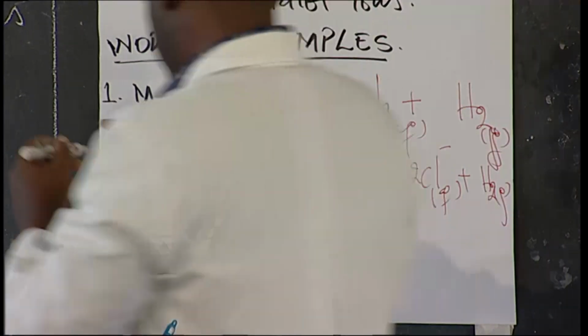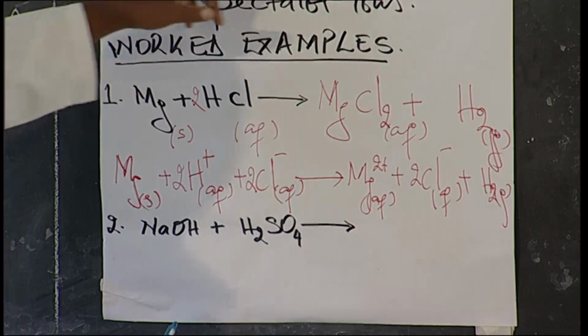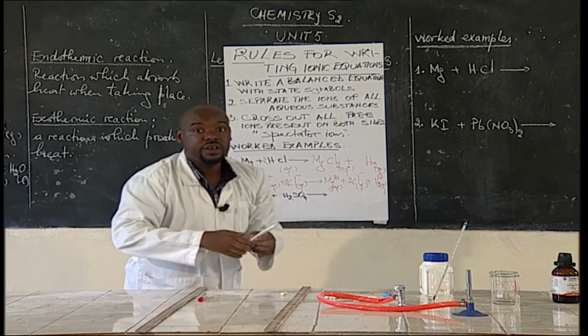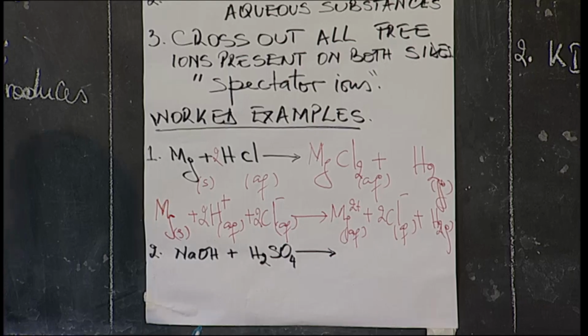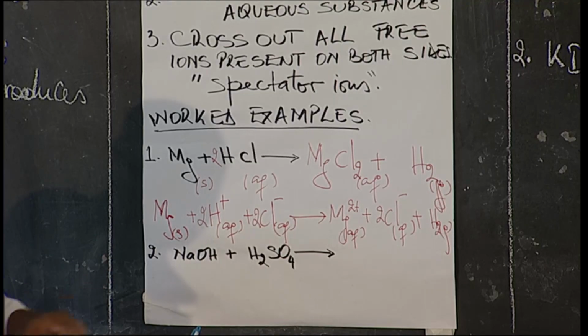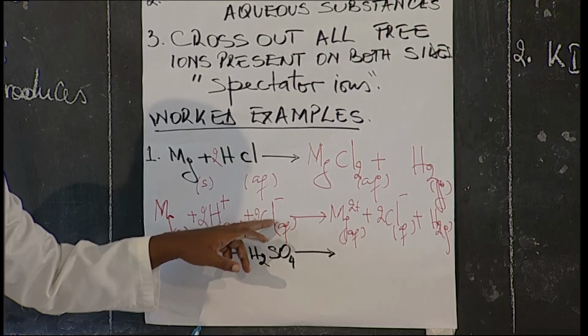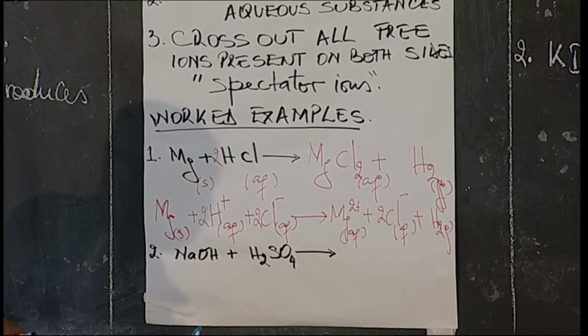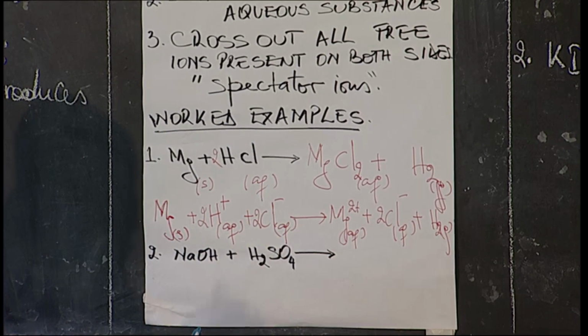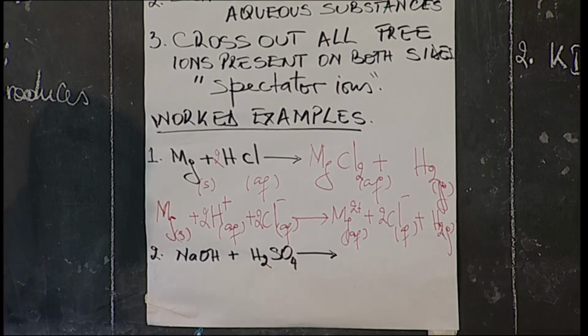Now, rule number 3 says we have to cross out all free ions present on both sides. Which free ions that we have are present on both sides? You can see here we have 2 chloride ions, and here we have 2 chloride ions. Those are the only ions which are present on both sides.